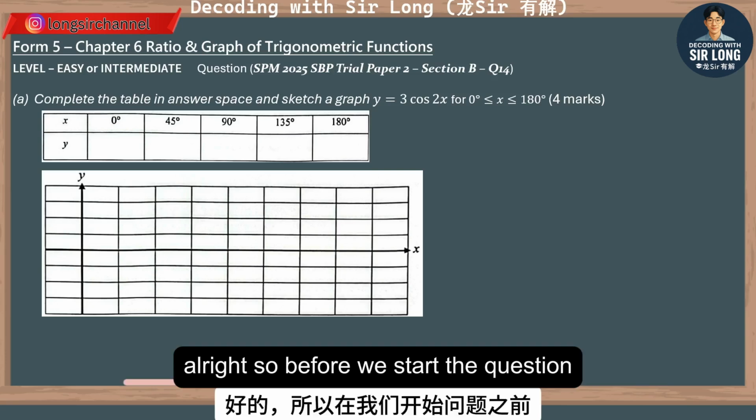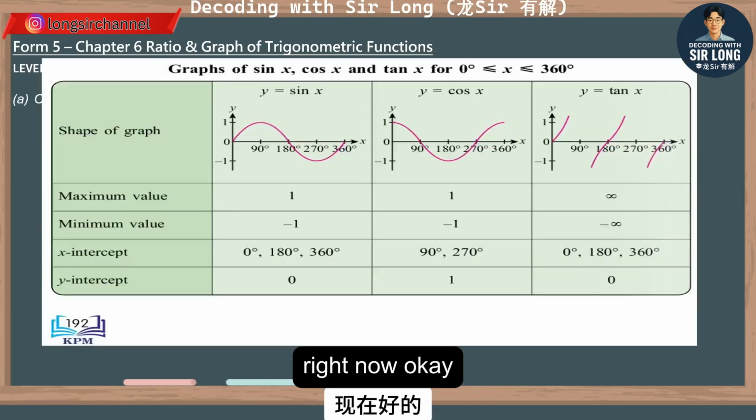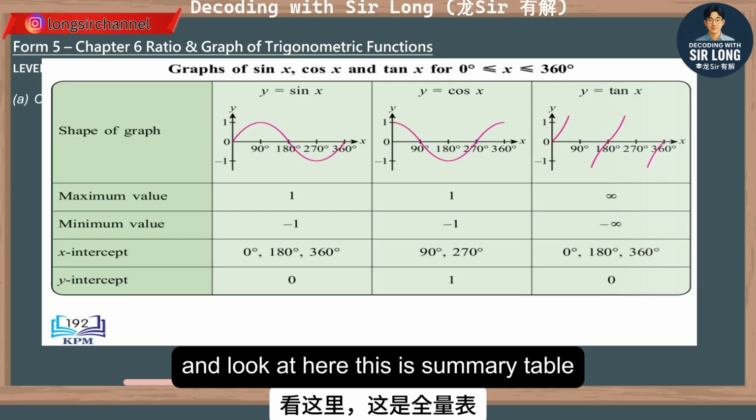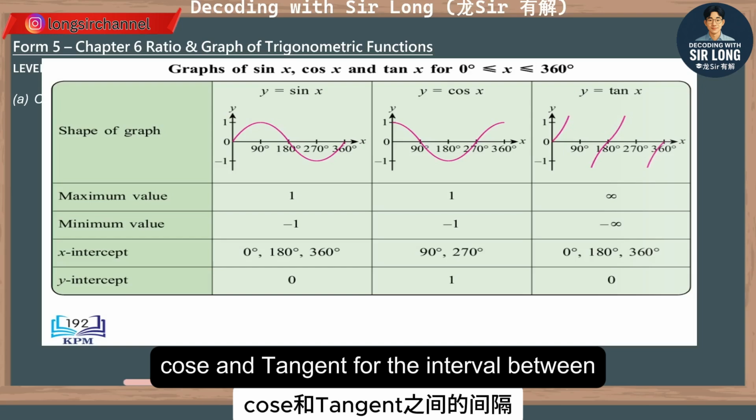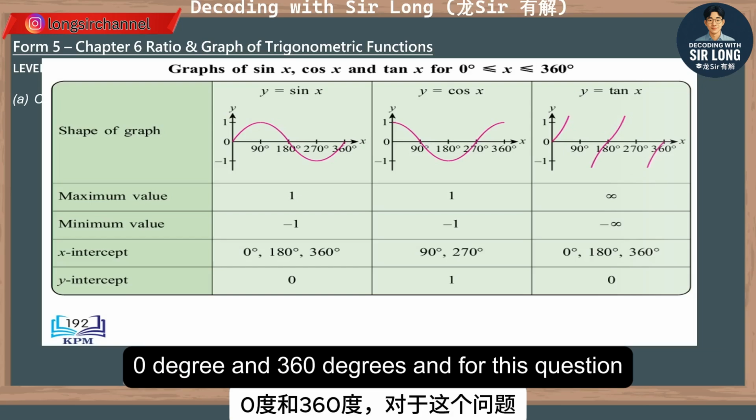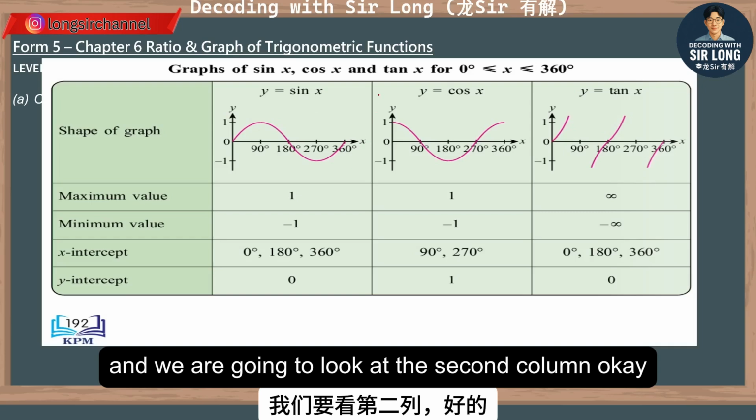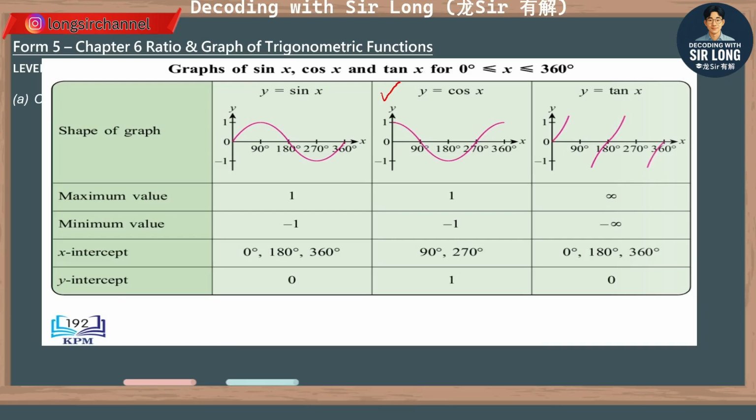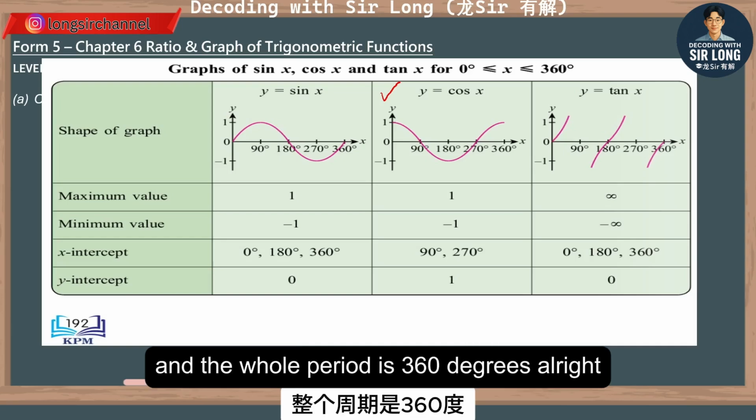Before we start the question, let's do a quick revision by referring to your textbook. Please turn to page 192. This is a summary table of the graphs of sine, cosine and tangent for the interval between 0 degrees and 360 degrees. Since this question is about the cosine function, we look at the second column, y equals cosine x. You can see the shape of the graph is a U-shaped curve, and the whole period is 360 degrees.